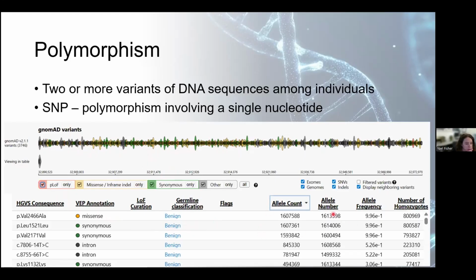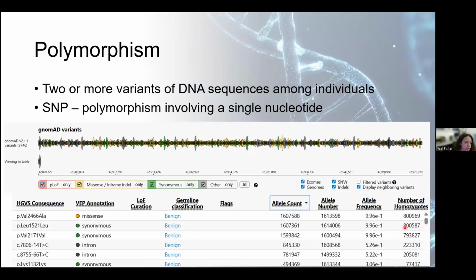If I sort this according to the most common variants, you can see that all of them are benign, some of them are missense variants, and this first variant was found in more than a million and 6,000 people, and 800,000 of them were homozygotes for the variant, meaning this variant was present in both of their copies of BRCA2.